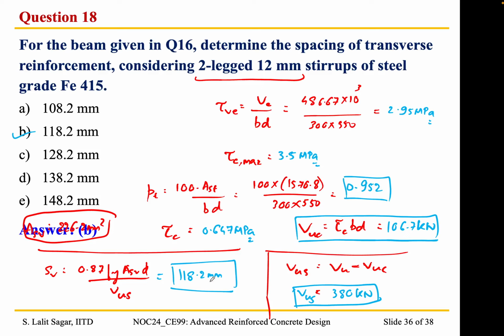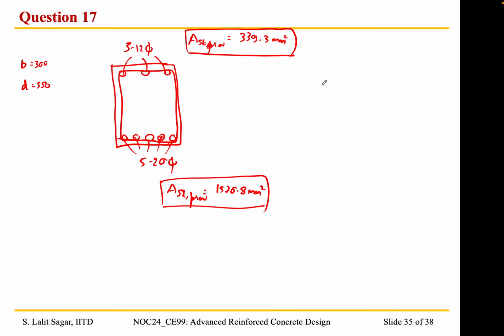Since it is 118.2, even though it is closer to 125 millimeter, we are going to provide the stirrup spacing on the conservative side. Conservative values we generally prefer as multiples of 25 millimeter, because 25 millimeter is approximately 1 inch, so that is more desirable in the field. So we are going to provide 2 leg 12 mm diameter stirrups at 100 mm center to center.